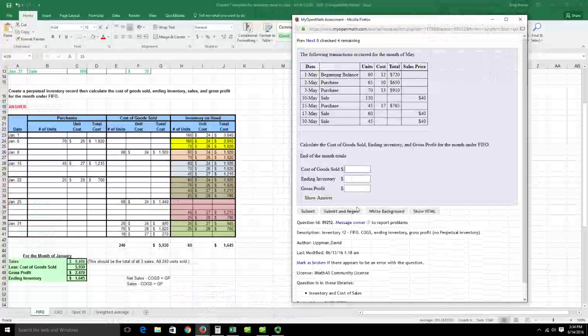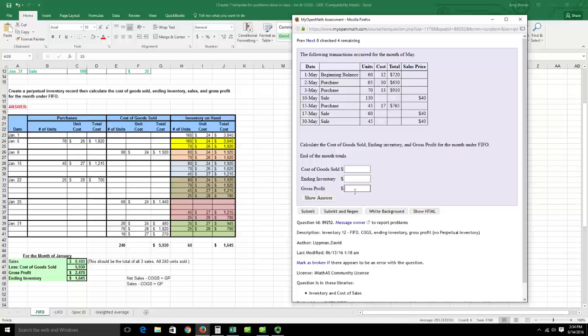And then the last thing it's asking you for is gross profit. And again, to determine your gross profit, you're first going to have to calculate your total sales for the month. And all you have to do is go back and take your number of units you sold times the sales price, number of units you sold times the sales price, number of units you sold times the sales price, and add those three sales together to come up with your total sales. Then subtract your cost of goods sold from that to get your gross profit.